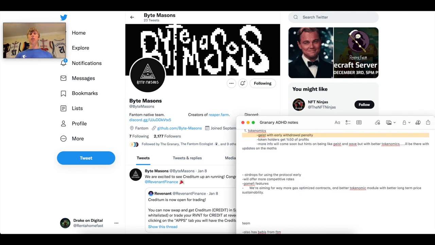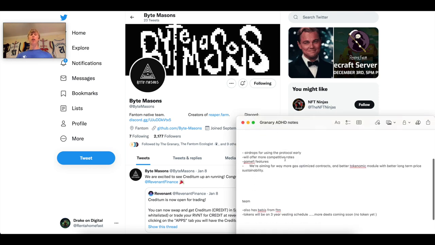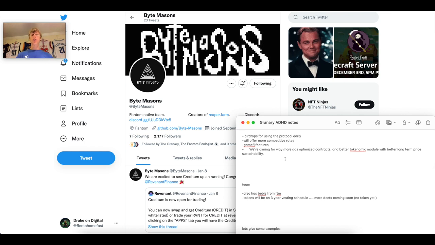Not financial advice. So some more speculations that I do have on the protocol, this was already confirmed, is that there will be airdrops for using the protocol early. So if you are farming, playing on the protocol, lending, borrowing, etc., you will get airdropped the token early. Also, what was mentioned, they will offer more competitive rates.